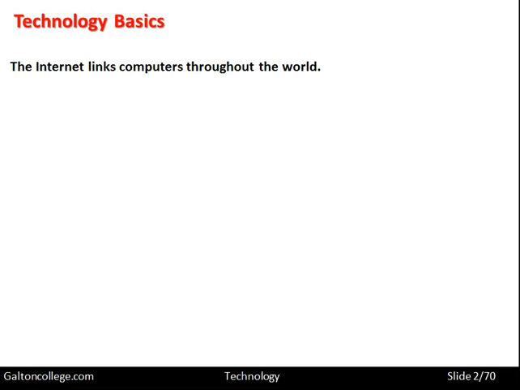For a start, the internet links computers throughout the world. That's what the internet is. It's an enormous network of computers right across the world, all linked together. Their connections are through servers and through each other and on throughout the world. So the internet is global. It's a vast number of computers linked together.